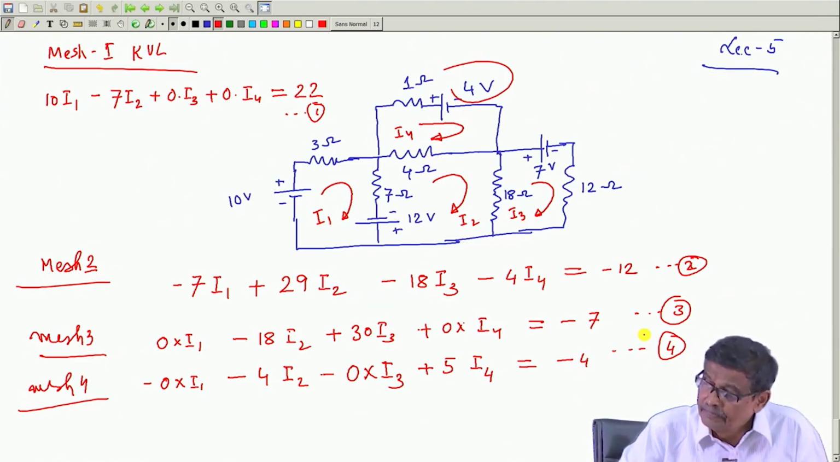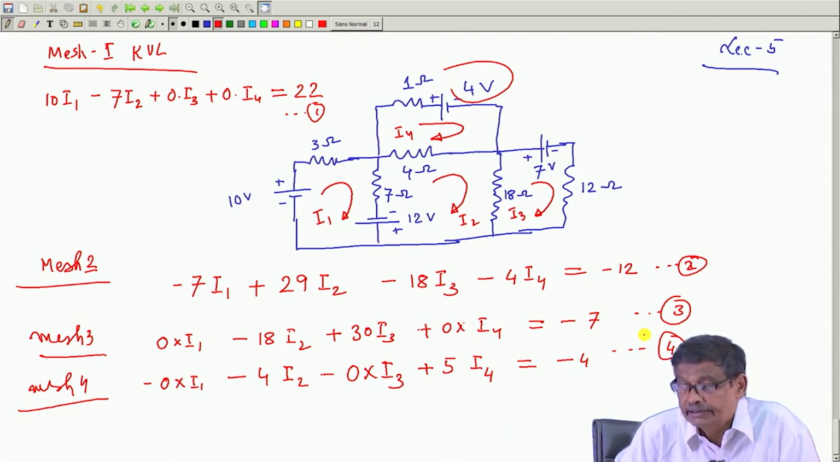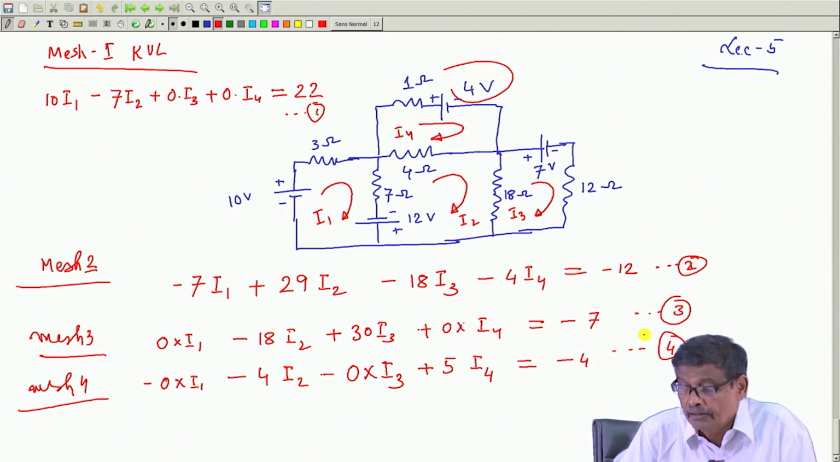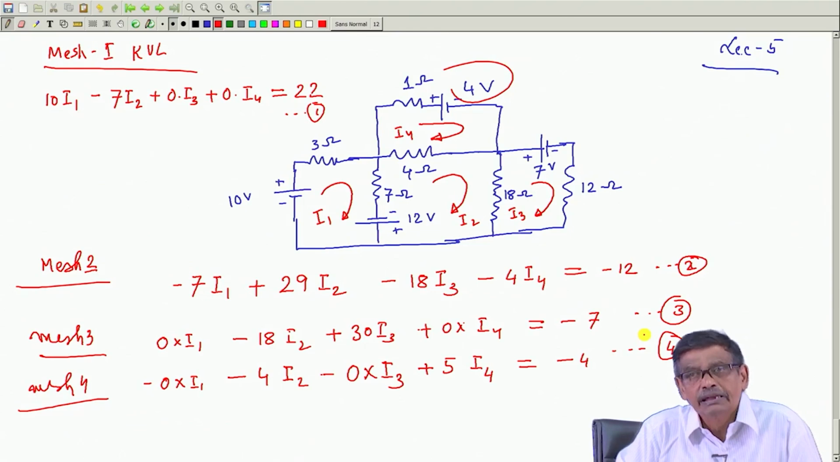Therefore, you see, however slightly complicated networks you give, at least I am not spending practically any time to write down the KVL equations, because I know this logic, this is what it is going to be. That is the advantage. I mean, you go on writing this mesh analysis. How many equations you have to solve? As many meshes as there are, that is fine.